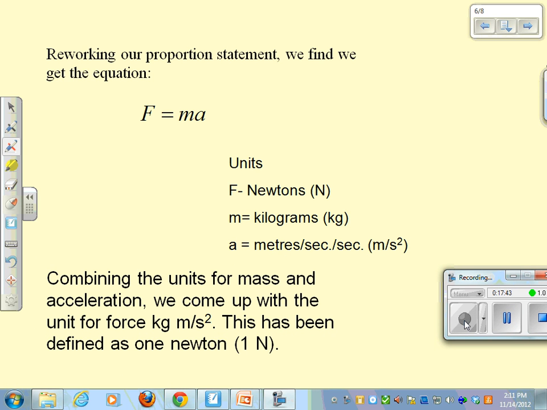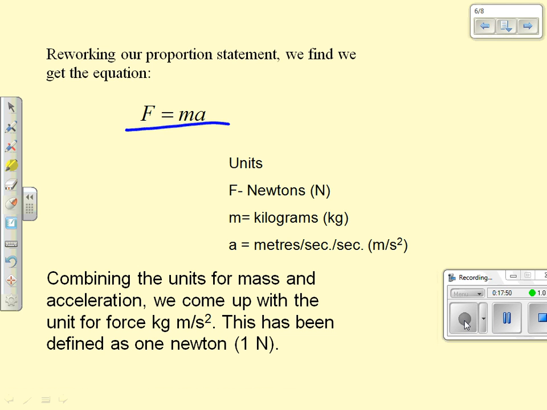So if you rework that proportionality statement, you get this equation, F equals ma, right? And that's the formula that many of you have used in grade 10. F equals ma. F is force, measured in newtons. m is mass, measured in kilograms. a is acceleration, measured in meters per second squared.